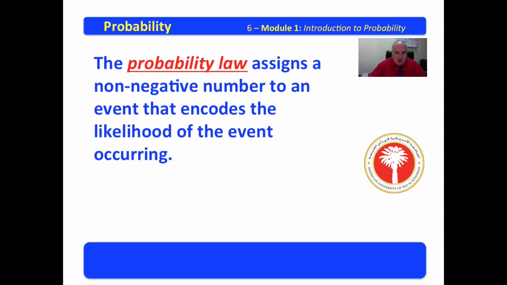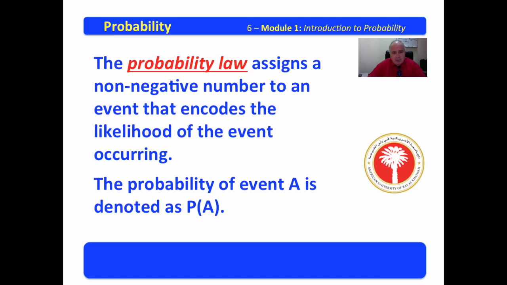The probability law assigns a non-negative number to an event that encodes the likelihood of the event occurring. Let me repeat that. The probability law assigns a non-negative number, in other words, the number is positive, a non-negative number, to an event that encodes the likelihood of the event occurring. The probability of event A is denoted as P(A). That's how this is read. The probability of A is a non-negative number that encodes the likelihood of the event A occurring.